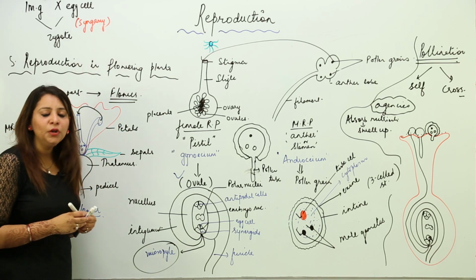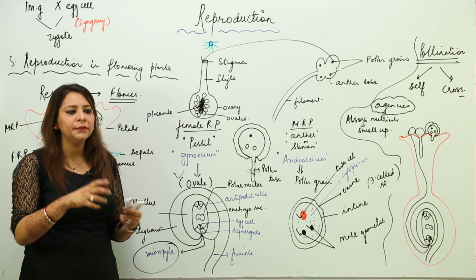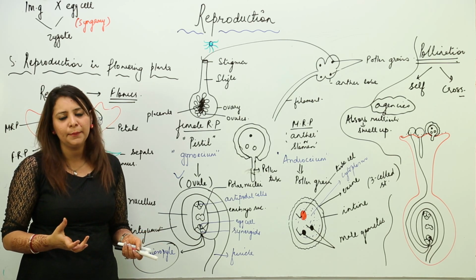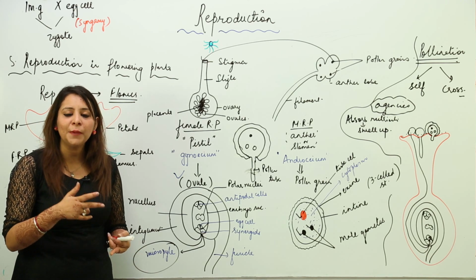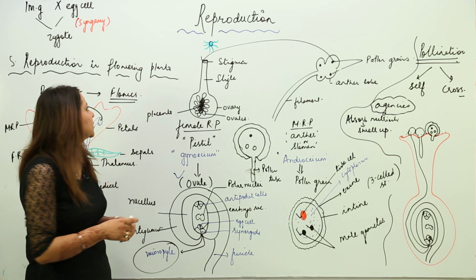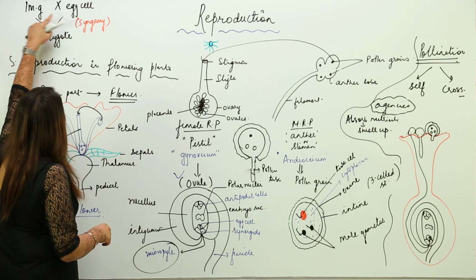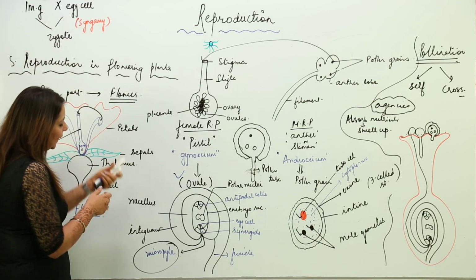This is called syngamy. You can also write fertilization, but you may get a question like "what is syngamy" for 1 mark. So you should be familiar that syngamy is fertilization, a special name for fertilization in the case of plants. So what happened? The male gamete fuses with the egg cell to form the zygote.